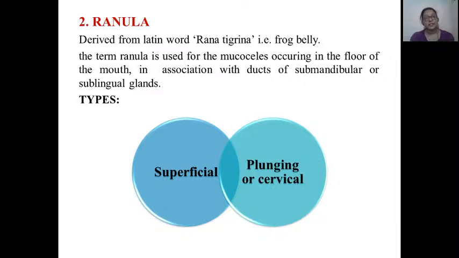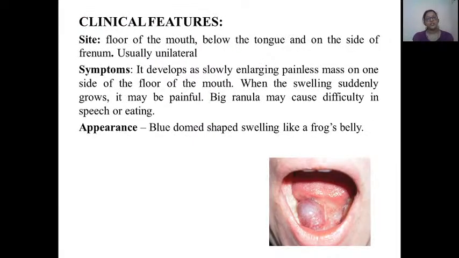Now, the second cyst is ranula, which is derived from a Latin word rana tigrina, that is frog belly. The term ranula is used for the mucoceles occurring in the floor of the mouth in association with ducts of the submandibular or sublingual glands. It has various types: superficial, plunging or cervical. The clinical features are: the site is usually on the floor of the mouth, below the tongue and on the side of the frenum, usually unilateral.